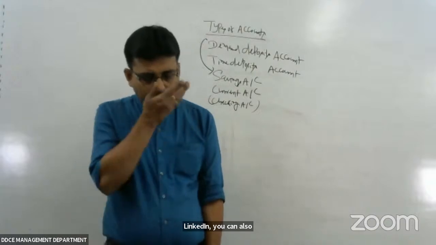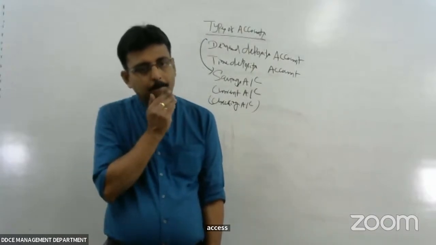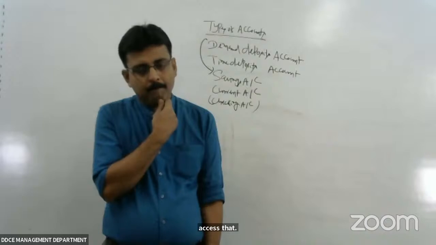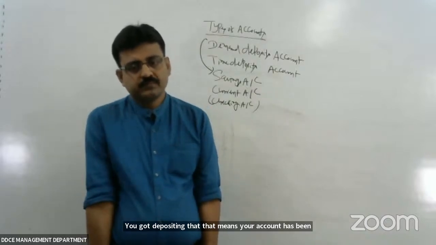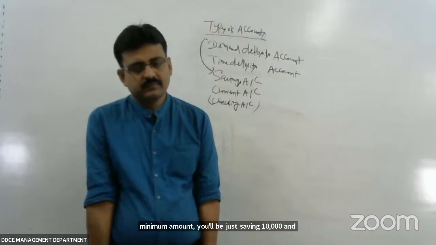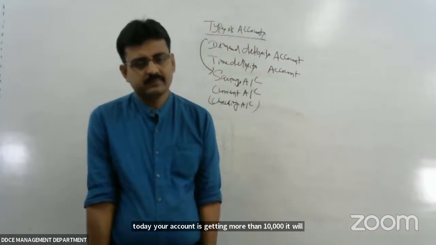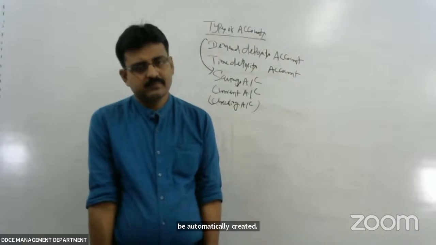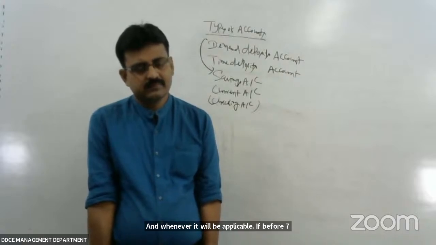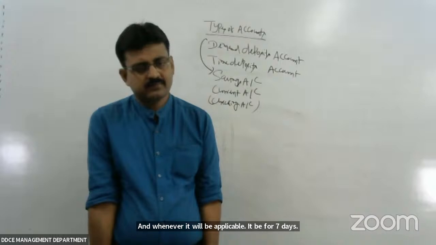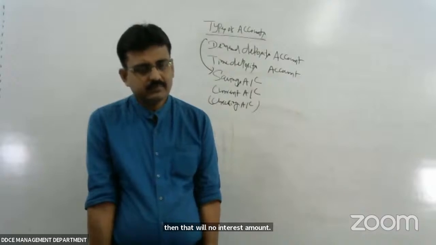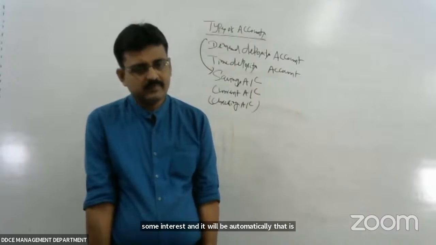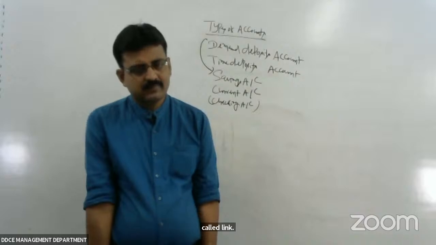That means there is some rule as per RBI. If you are depositing, the minimum amount you will be just saving is 10,000. And if today your account is hitting more than 10,000, an FD will be automatically created. And if before 7 days you are withdrawing, I mean, you will be required, then there will be no interest amount. If you are withdrawing after 7 days, then you will get some interest, and it will be automatic. That is called a linked account. That is possible for a savings account as usual or a current account.